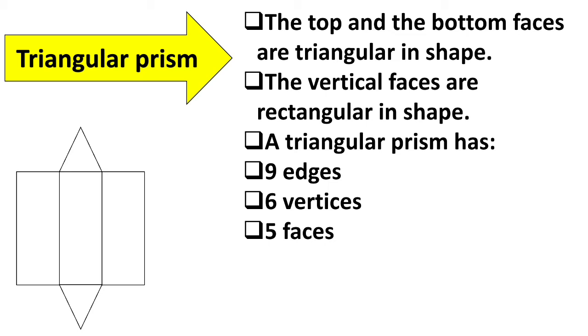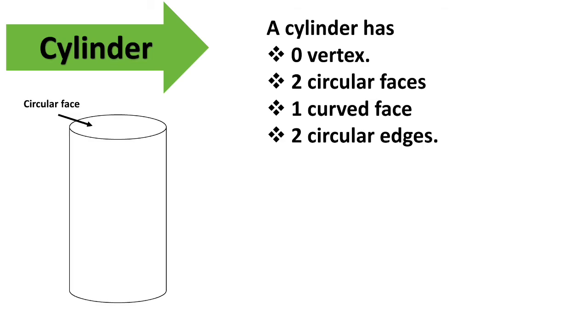So in a triangular prism there are 9 edges, 6 vertices and 5 faces. Cylinder. A cylinder has 0 vertices. There is no corner, or we can say vertex, in a cylinder shape. So the number of vertices will be 0.